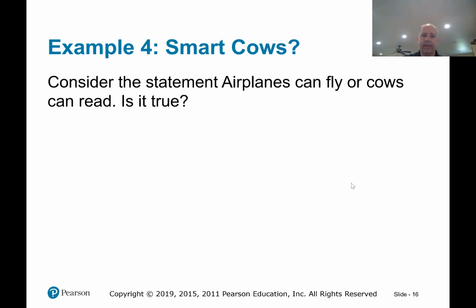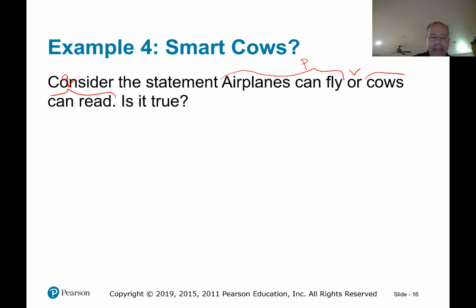Okay, so here's the situation. Consider the statement, airplanes can fly or cows can read. Is it true? So we've got our statement, our proposition, airplanes can fly, we'll call that P. Here's our or statement, we'll use the symbol. And then cows can read, we'll make that our Q proposition, okay?